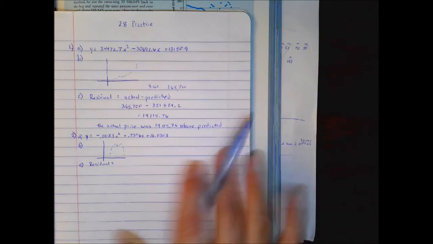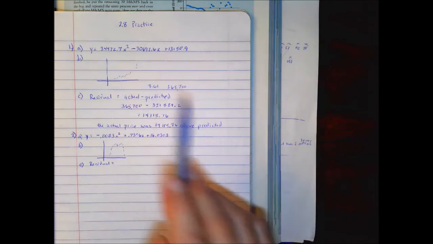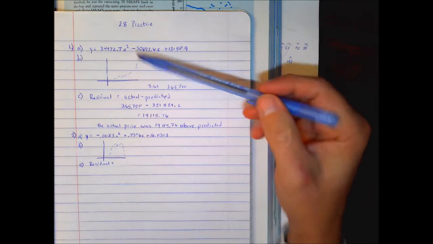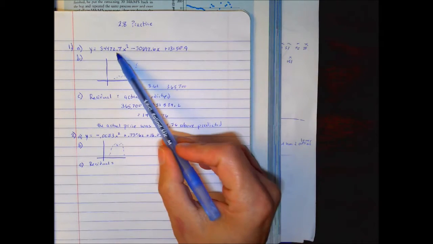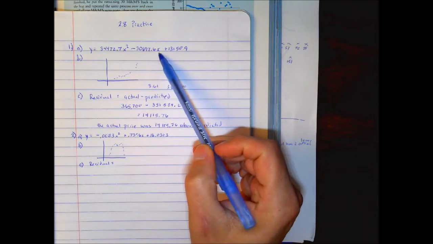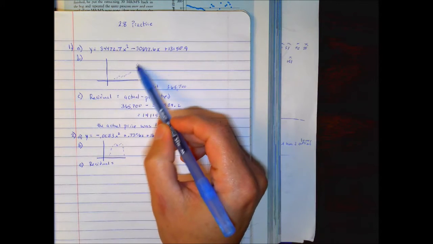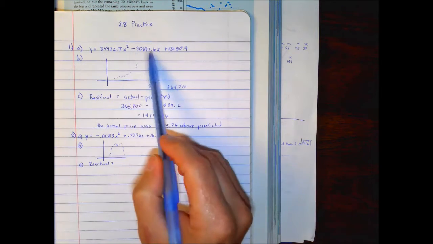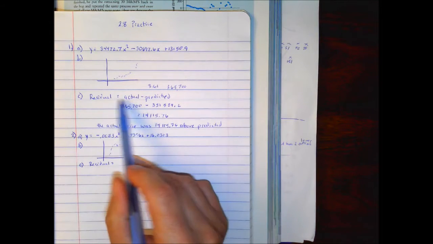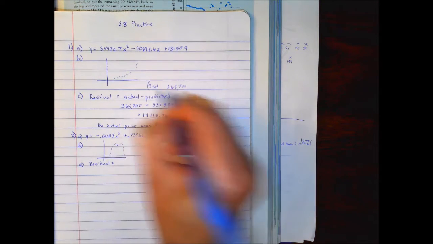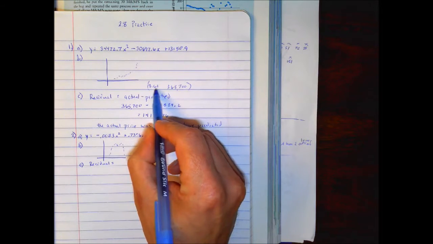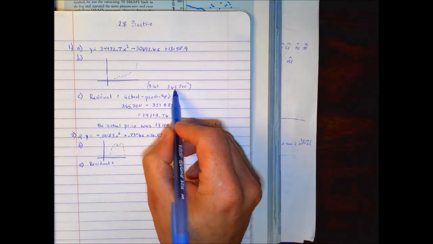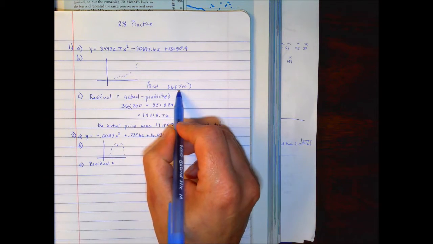Okay, this is 2.8 practice. I did already type this into Desmos, and I found this equation here, and it gave us a graph that looks something like this. It told us to use the quadratic model to find the residual for this point, for a diamond that had 3.61 carats. It cost this much money, which is a lot of money for a diamond.